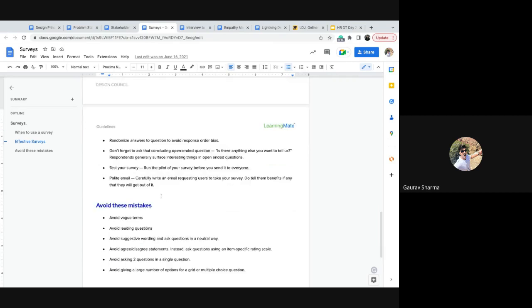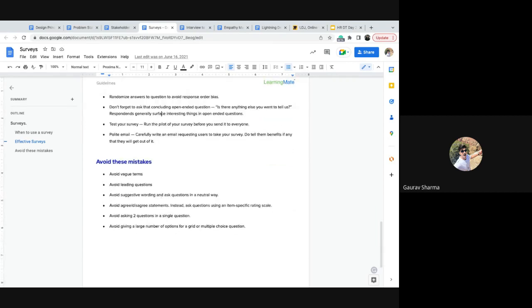Some of the things that we should avoid are vague terms. Don't show that you can write very good English on a survey. Let's understand our target audiences. If it is very, very simple, make it very, very simple so that anyone who even understands a little bit of the language would be able to understand exactly what you mean and answer the questions.